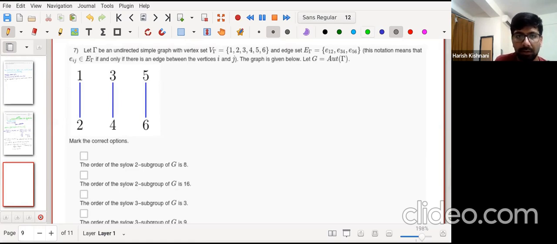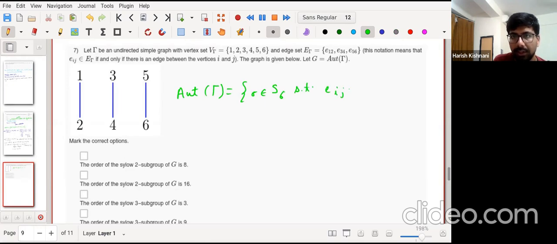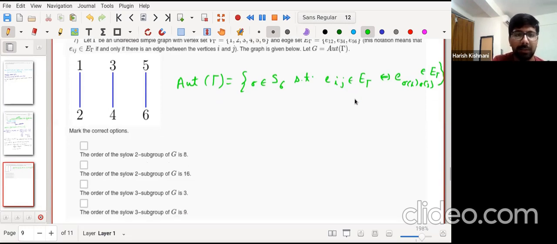Although I have explained again and again what is an automorphism group of a graph, let me just write it again. Some sigma belongs to Sn, we have n is 6, so sigma belongs to S6 such that e_ij belongs to this set of edges E if and only if e_{sigma(i) sigma(j)} belongs to the set of edges. So all such elements of this permutation group which preserve this set of edges, that is your automorphism group. We have already seen this a number of times.